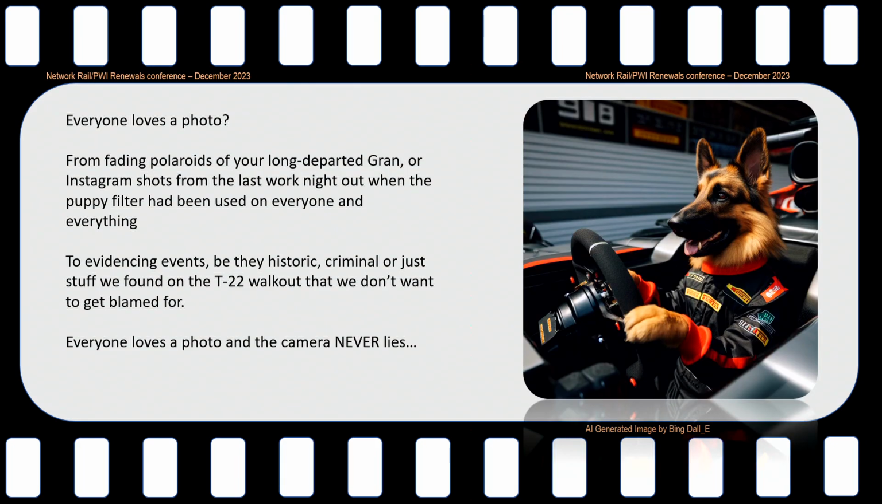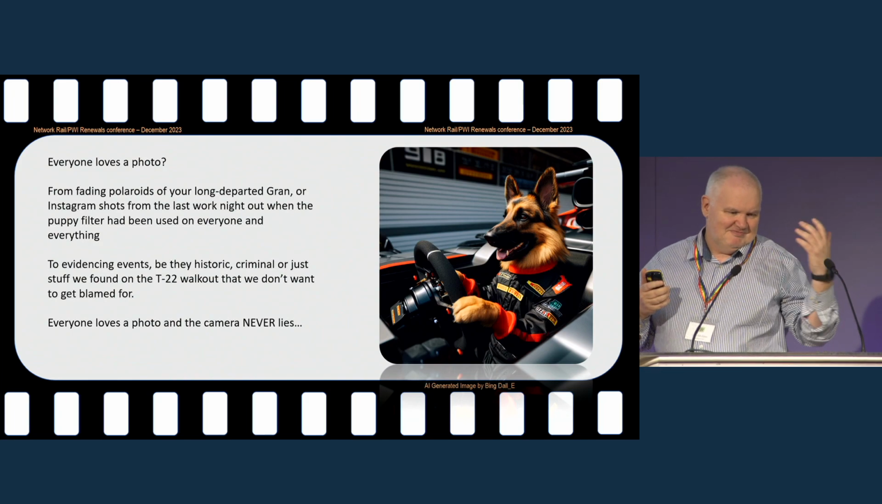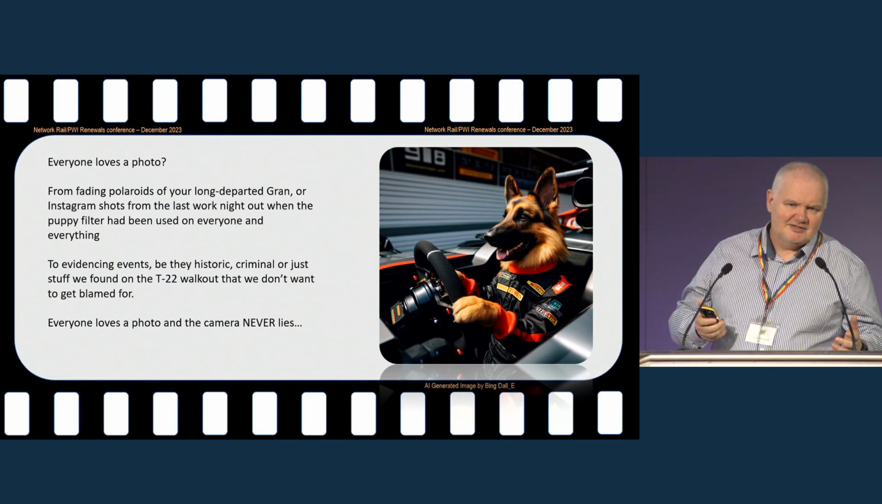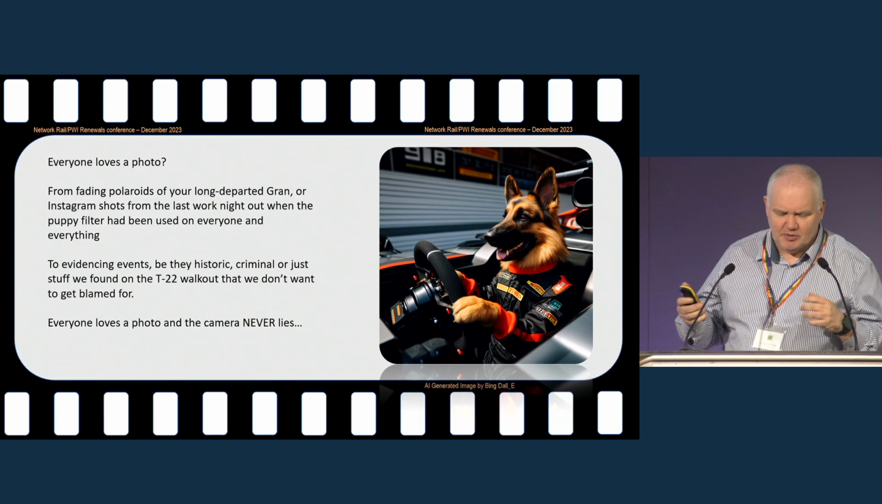So everybody loves photos, be it your granny, whatever, and the old adage used to be that the camera never lies. But we've now got AI technology, and the camera can lie, because quite clearly that dog is not driving a Formula 1 car. So it's taking what we used to take as being known truths in the past, and saying, well, there's a photograph, and it's photographic evidence. Sometimes it can be manipulated. Not always bad, and we're going to show how we can manipulate photographs for our own benefit.